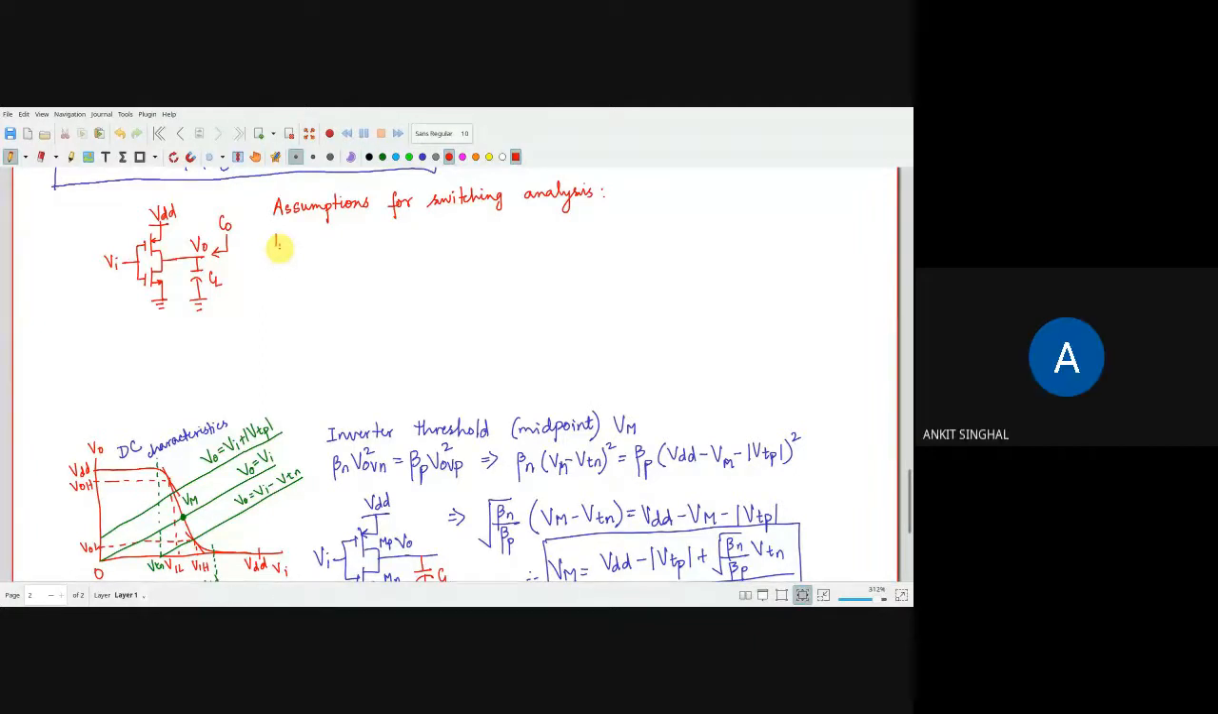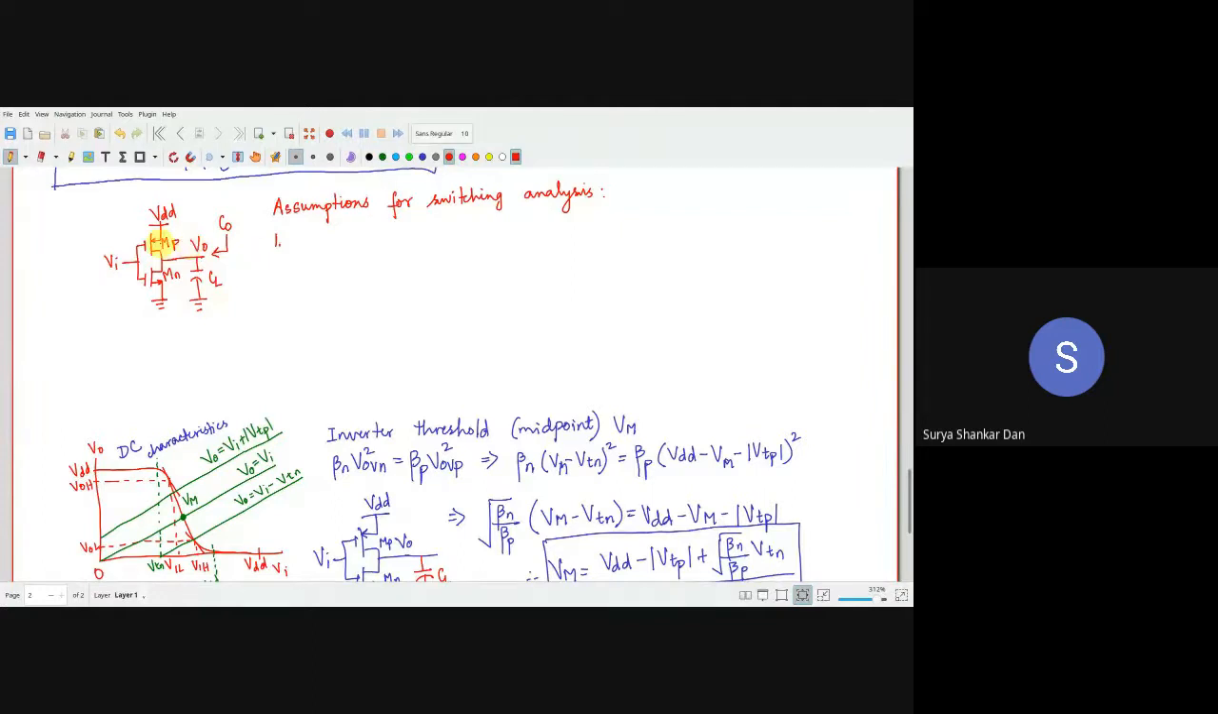Sir, equal current? Equal current between what? MP and MN? Sir, P and N, yeah. Same thing. Finite rise and fall. Equal resistance between.